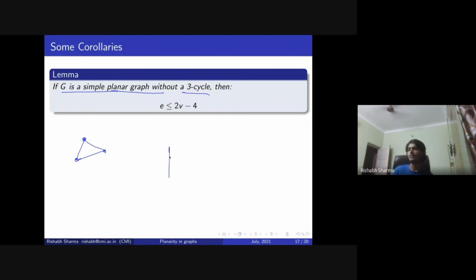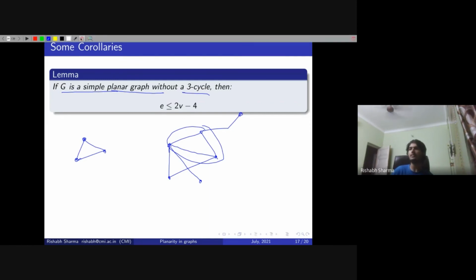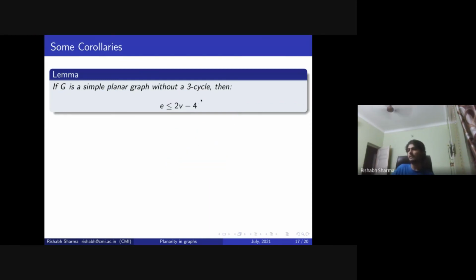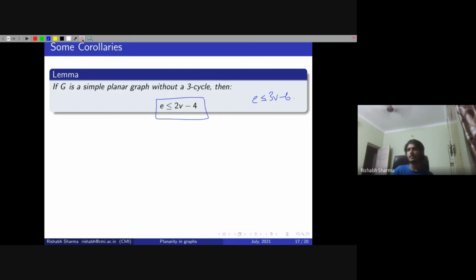So for example, it could look something like this, or maybe even add a few more. Yeah. But it can't be like this, because then it will contain this triangle. So we assume that G does not have a 3 cycle or a triangle in it. Then we show that this is true. And again, the idea is very, very similar to what we did for the previous result, the E less than or equal to 3v minus 6 result. So we're going to use the exact same idea.